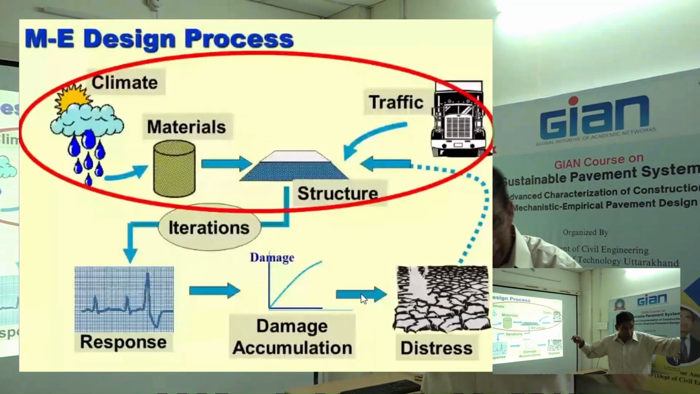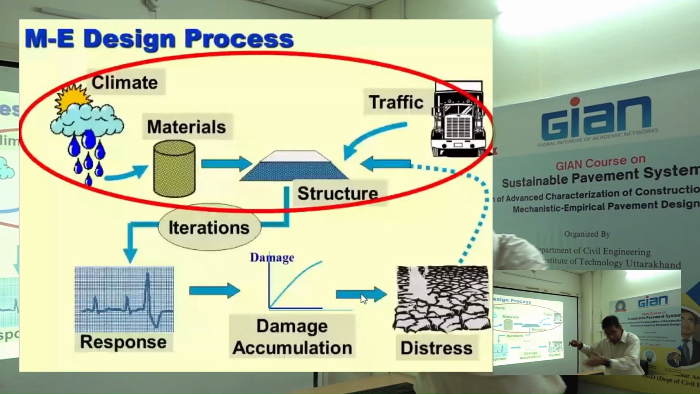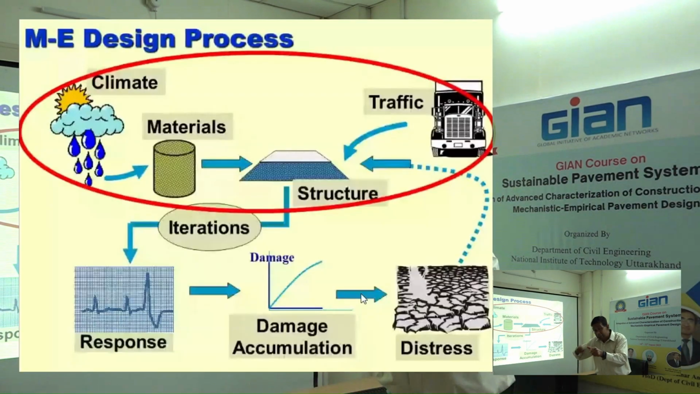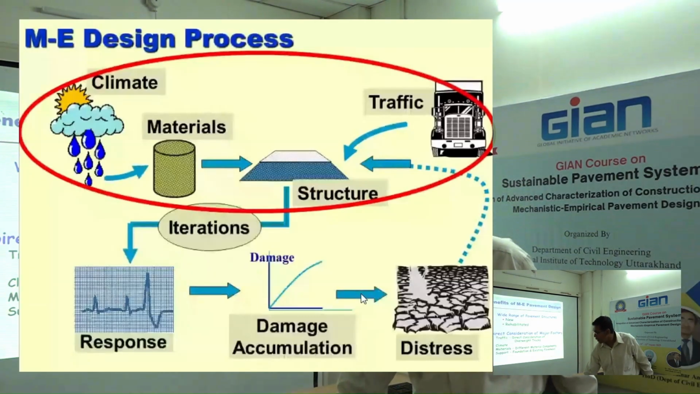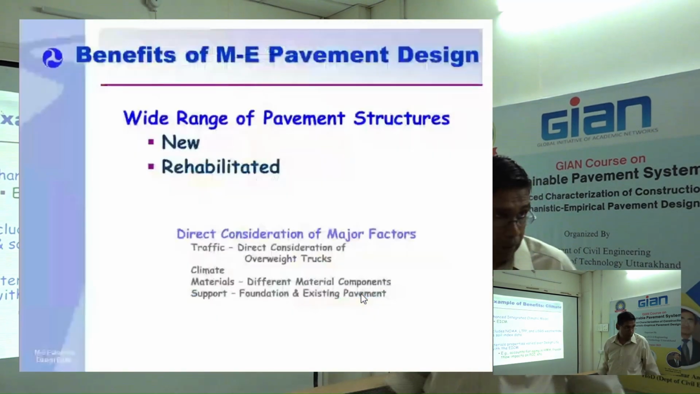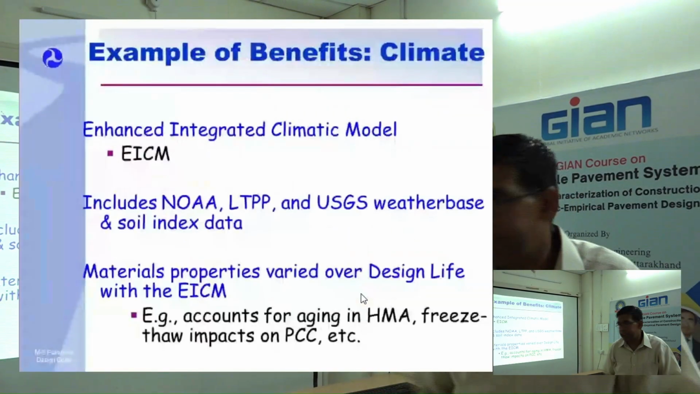What is the impact of that on the soil? Right, that is what is important. There's an equation that converts all the weather data to all the changes in soil properties. Does that make sense? That is the EICM. So that is something that works at the back end.